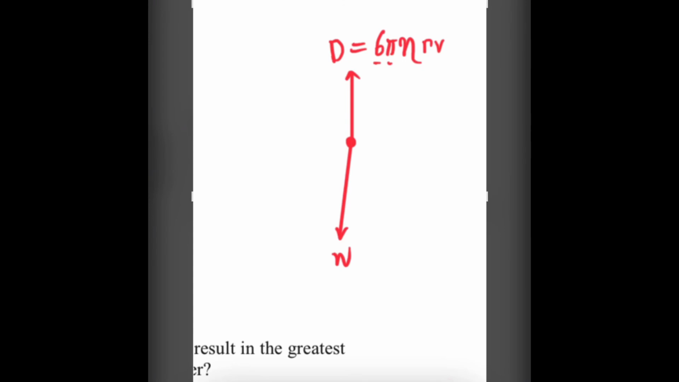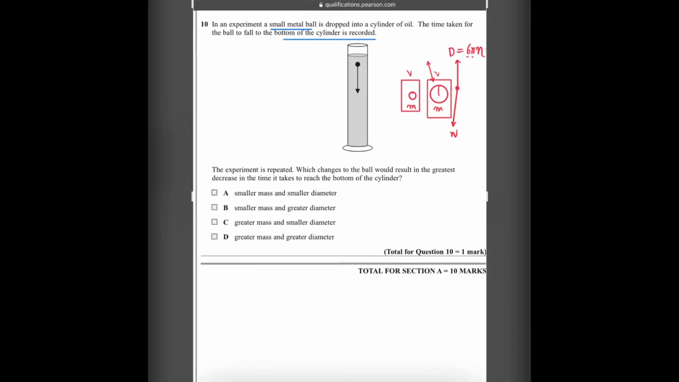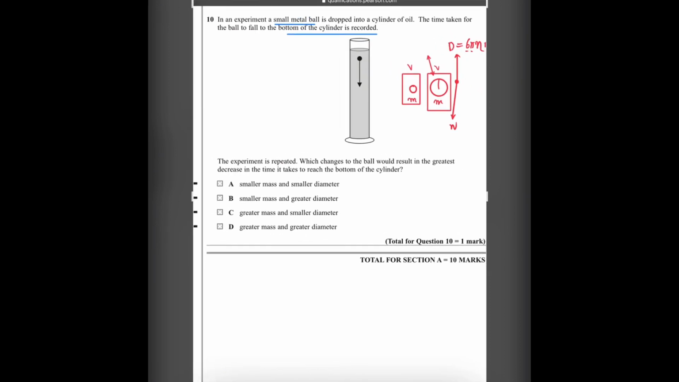So for example, we have a ball of mass m and a bigger ball of the same mass m, but with a greater radius. Considering the same velocity, this one will have a greater drag force because it has a greater radius. So higher radius means higher drag. The experiment is repeated. Which change to the ball would result in the greatest decrease in the time it takes to reach the bottom of the cylinder?